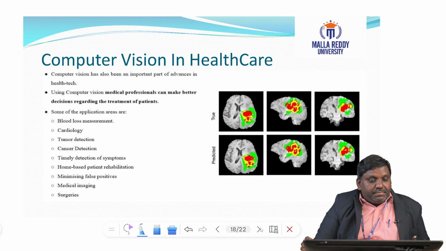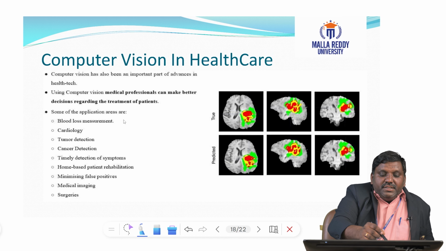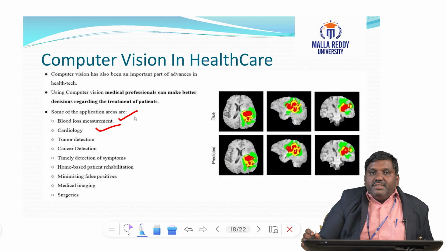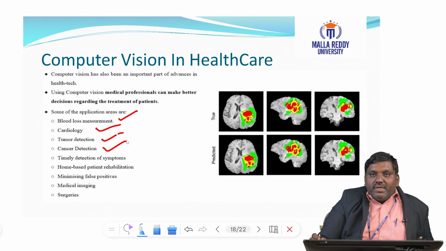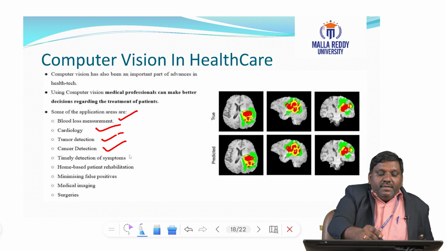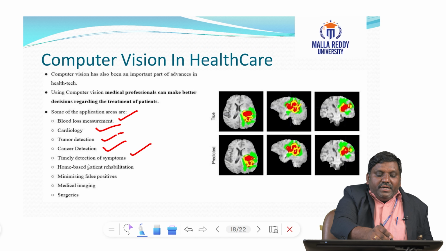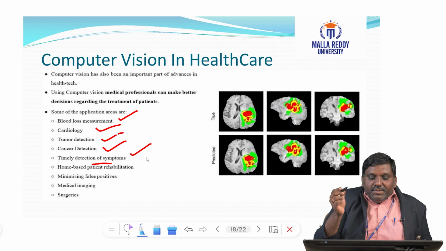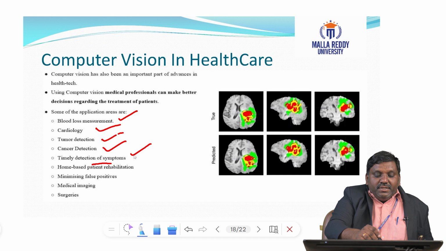Then in healthcare, the main usage of this computer vision algorithm is in the healthcare domain. See, these are the diseases we can easily manage: blood loss measurement. In cardiology, it is used; tumor detection, cancer detection, we are using this computer vision algorithm only. Then timely detection as well as symptoms. For detecting the symptoms, we are supposed to detect any abnormalities, which means we want to use this algorithm.